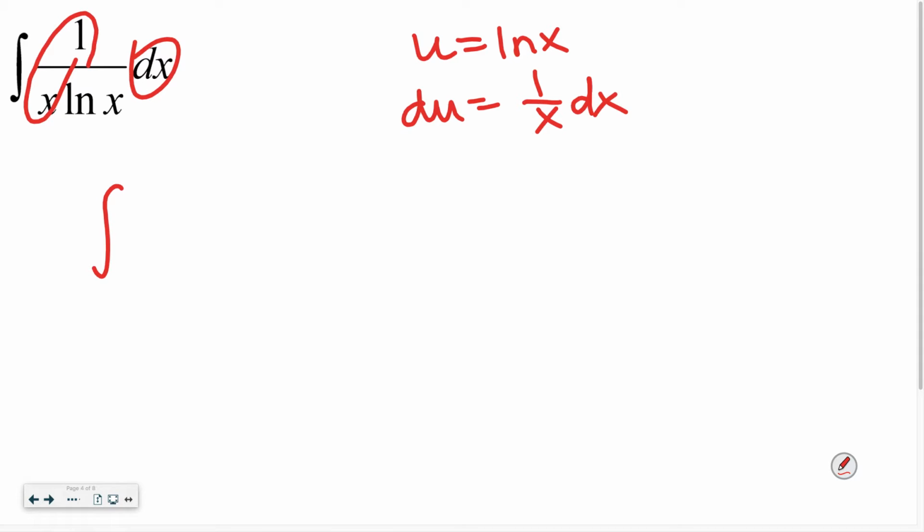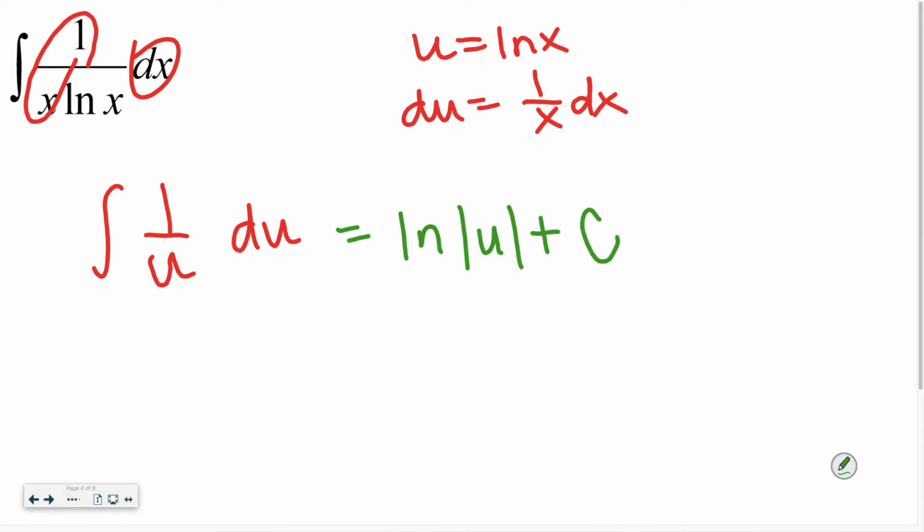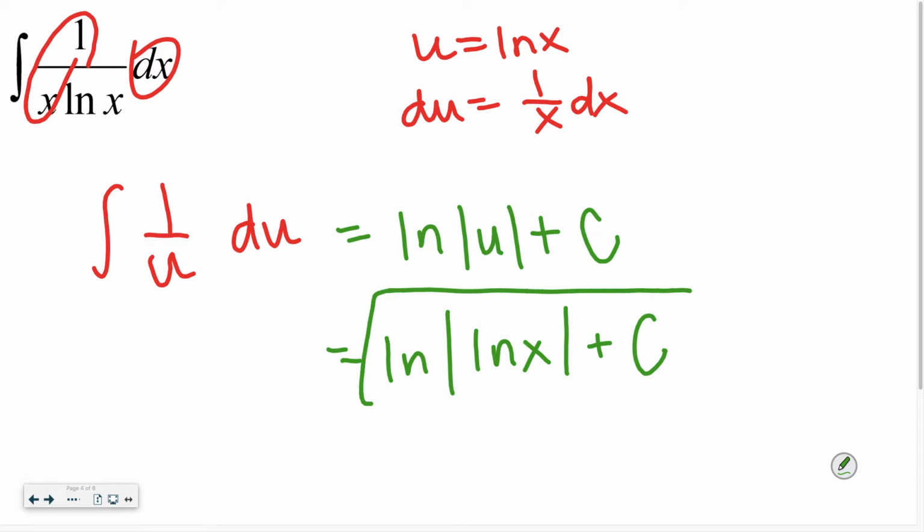All right? So 1 over x dx becomes du. The natural log of x is u. So our antiderivative is the natural log of the absolute value of u plus c. So when we plug in u, we get the natural log of the absolute value of the natural log of x plus c. That's a fairly popular problem. Like, that's probably not the only time you'll see it.